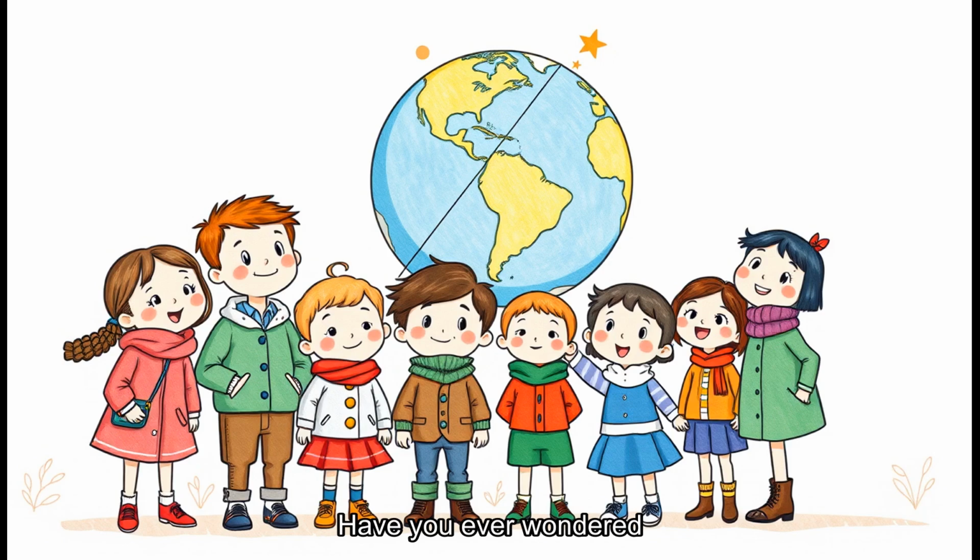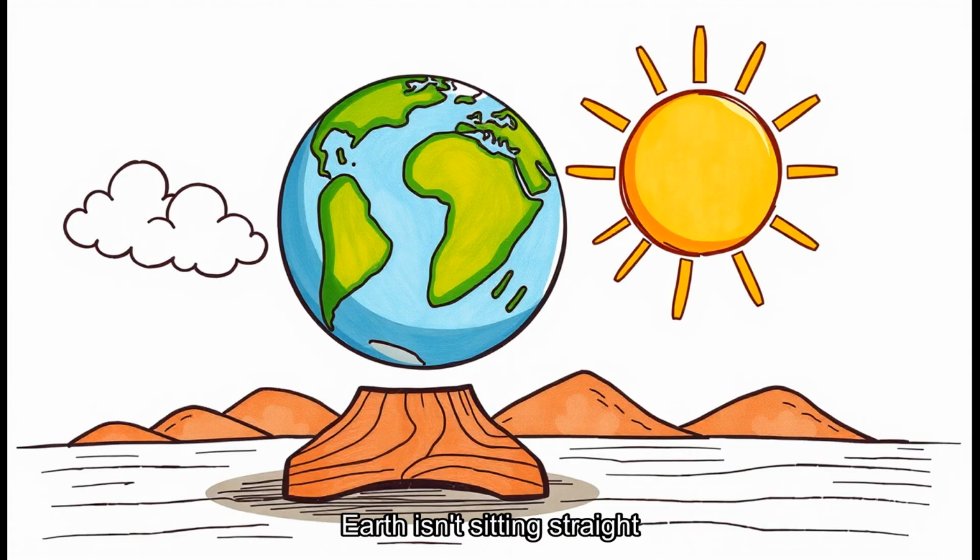Have you ever wondered why we have seasons? The answer lies in a fantastic feature of our planet. It's axial tilt. Earth isn't sitting straight up. It's tilted about 23.5 degrees, which dramatically influences our weather patterns throughout the year.